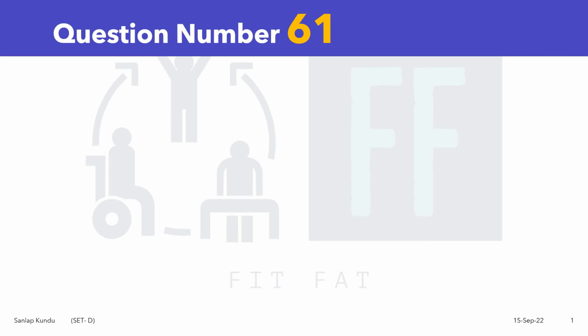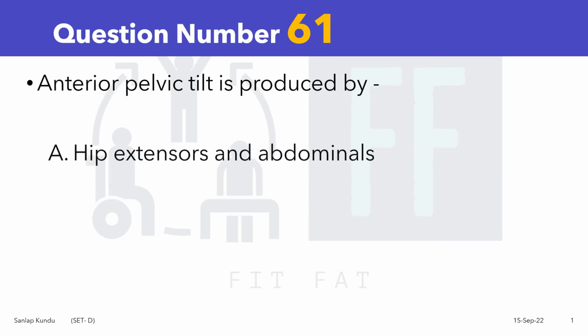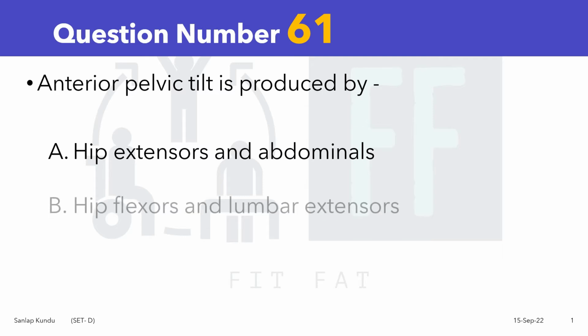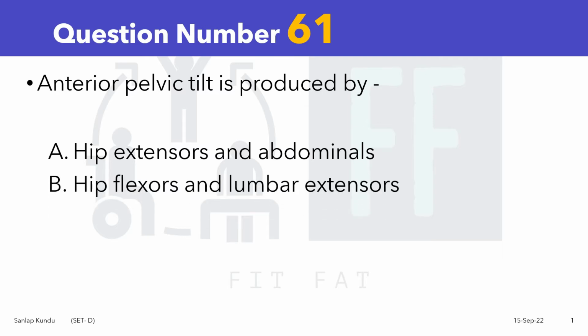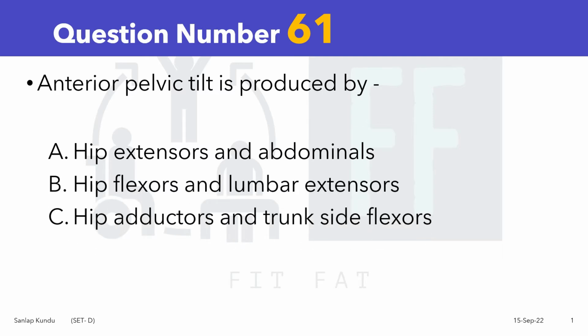Question number 61. Anterior pelvic tilt is produced by option A, hip extensors and abdominals, option B, hip flexors and lumbar extensors, option C, hip adductors and trunk side flexors, and option D, none of the above.